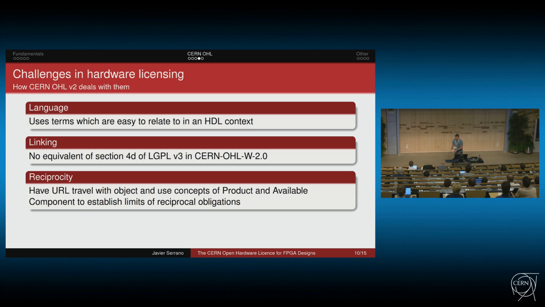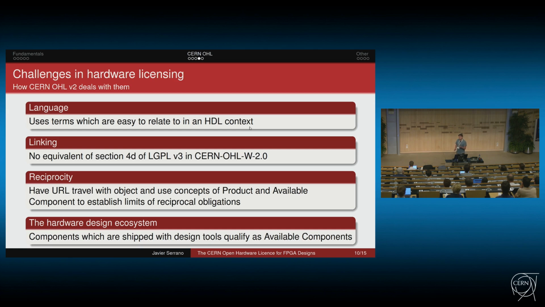And going down, we have this notion of available component, which reflects common practice in hardware design. When you design a PCB and you put a resistor there, people know that you can get resistors. So it's an available component, therefore you're not obliged to disclose the recipe for making a resistor.